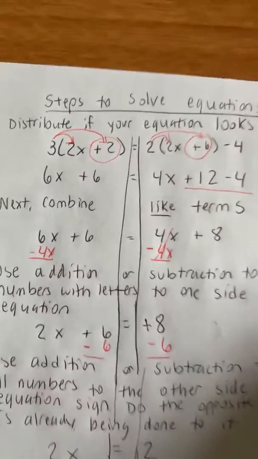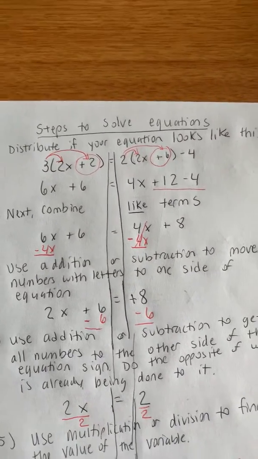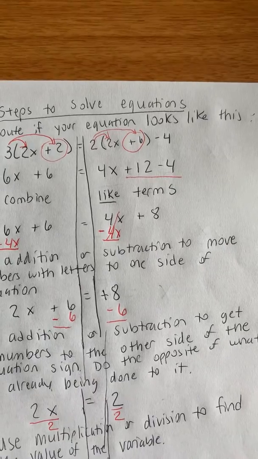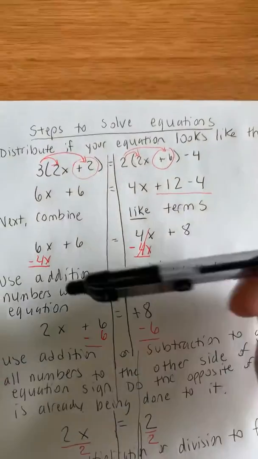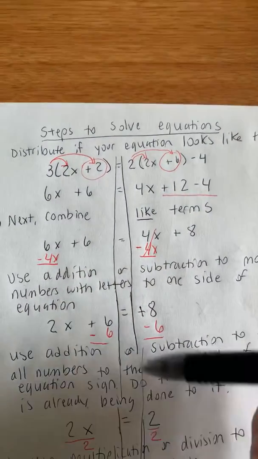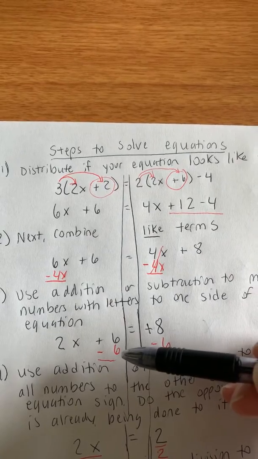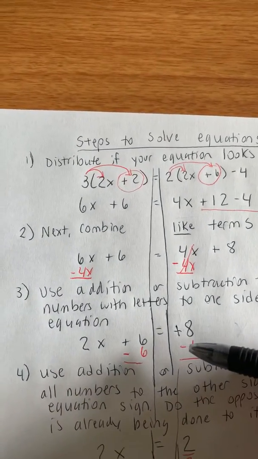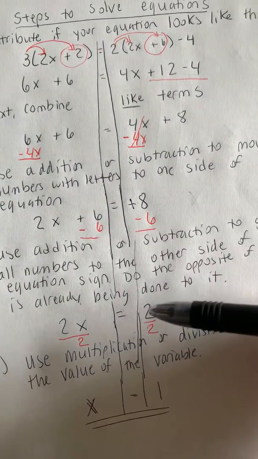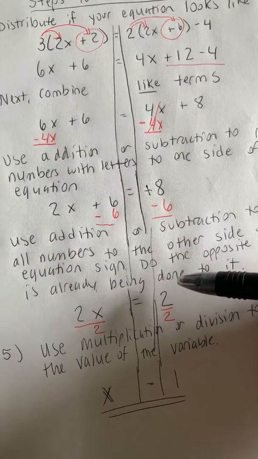Then step number 4, you use addition or subtraction to get all the numbers to the other side of the equation sign. You do the opposite of what is already being done to it. So for example, on this one, we have 2x plus 6 equals 8. We're going to get rid of the 6 because we want to move it over here. We're just removing it. So if we do that, we end up with 2x by itself. And then 8 minus 6 is 2.